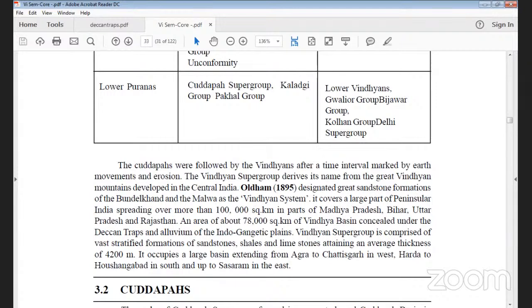The Vindhyan supergroup comprises a vast stratified formation of sandstones, shales, and limestones, attaining an average thickness of 4,200 meters. It occupies a large basin extending from Agra to almost Chhattisgarh in the west, and from Hoshangabad in the southern part up to Sasaram in the east.